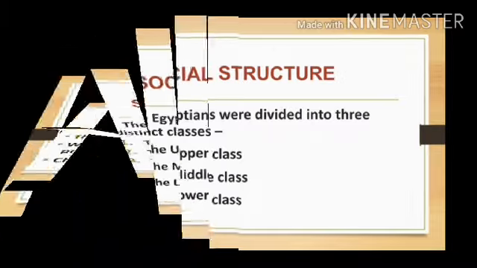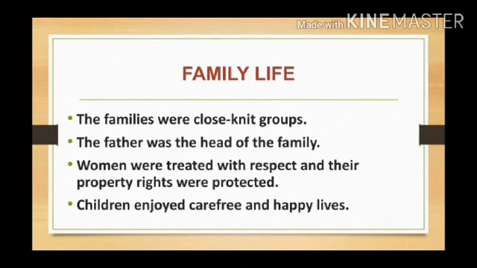Let us now learn about family life of Egyptian civilization. The families were close-knit groups. By the term close-knit, it means they were very near to one another. The relationship between the husband, wife, and children was usually close. The father was the head of the family, which means he looked after the family, earned for the family, and he used to take decisions for the family.